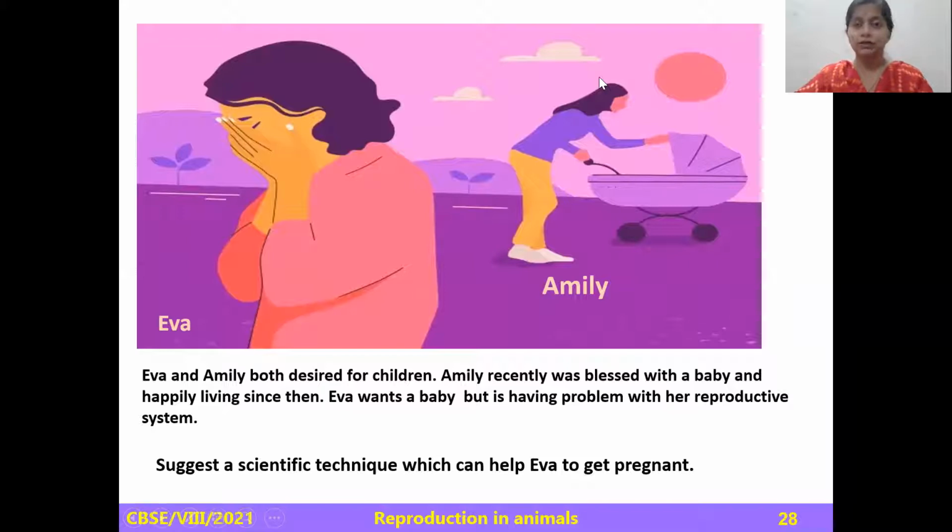Children, the name of that scientific technique is in vitro fertilization, that is IVF. For those who are having problems with their reproductive parts, such as an oviduct or any other part, this IVF is considered to be a boon. Now, what is IVF? That is in vitro fertilization, which we will study in detail.